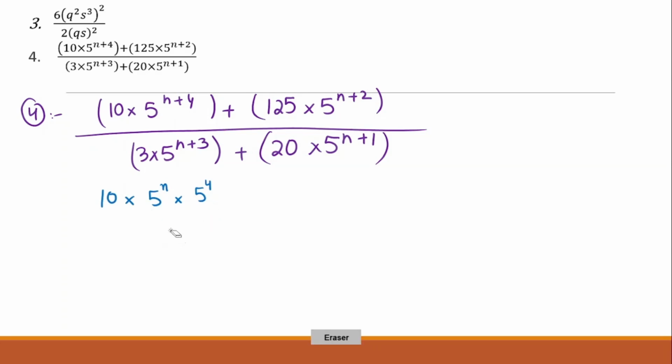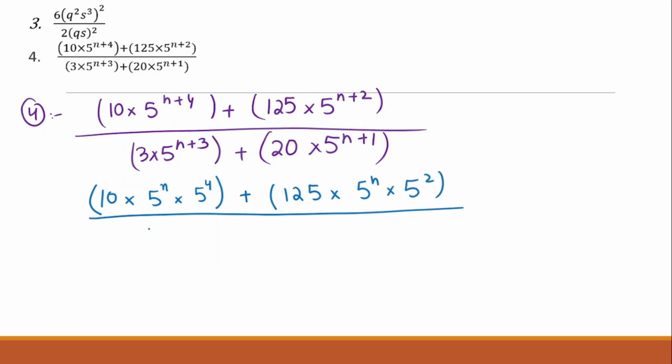Okay, so we can write the parenthesis, plus. Similarly, 125 multiplied by 5 to the power n multiplied by 5 to the power 2, divided by 3 multiplied by 5 to the power n multiplied by 5 to the power 3, plus open parenthesis, 20 multiplied by 5 to the power n multiplied by 5 to the power 1, which is basically 5. 5 to the power 1 is 5.